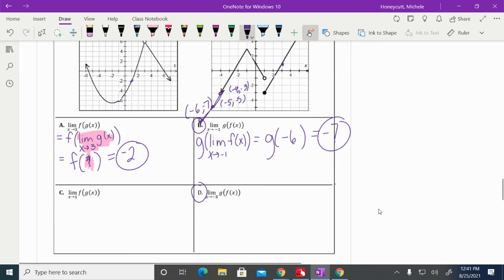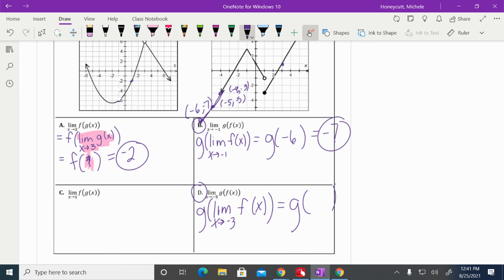For part D, that's the same as g of the limit as x approaches negative 3 of f of x, which means I'll be finding g of, what's the limit as x approaches negative 3 on f? Negative 6. And I already know what g of negative 6 is. Negative 7.